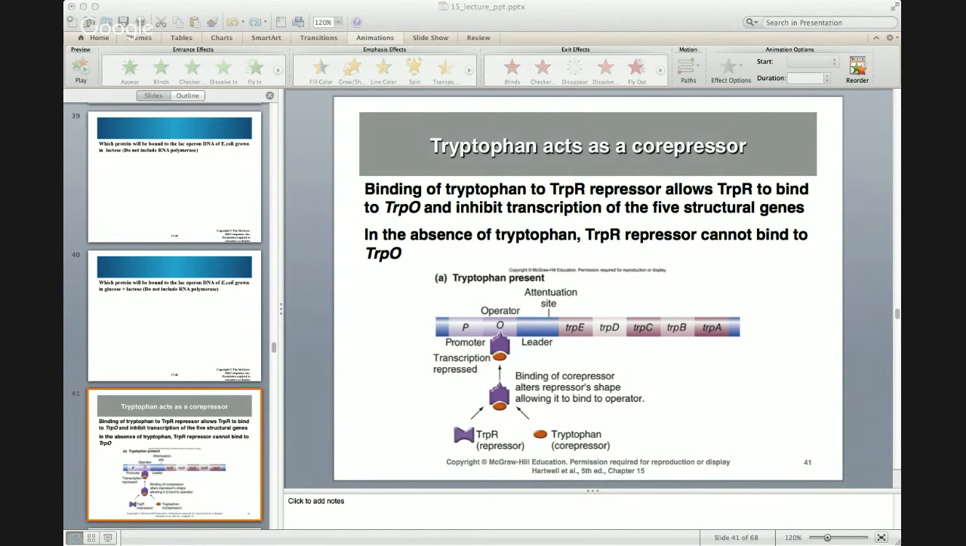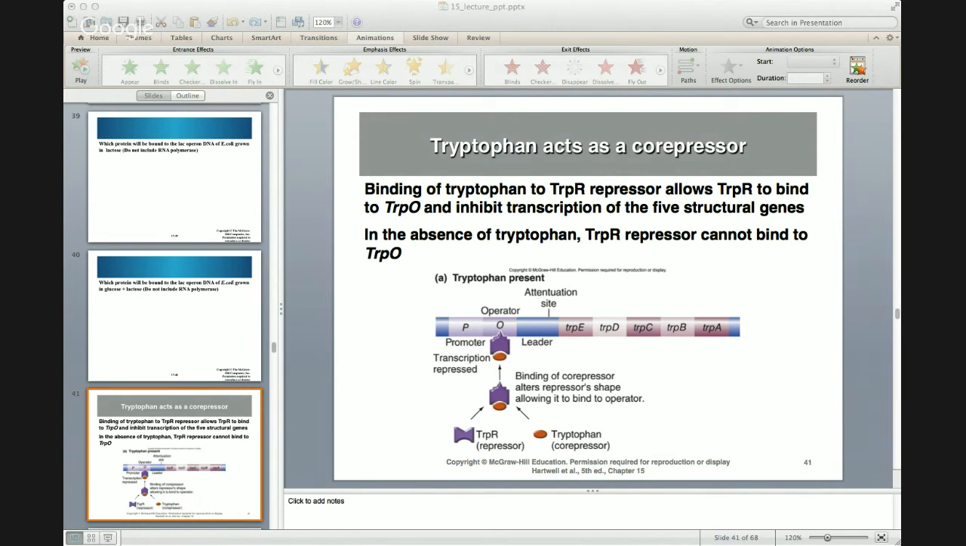So all anabolic operons, all operons that are involved in the synthesis of nutrients or any molecule would contain this leader sequence. Within the leader sequence, there's a significant site known as the attenuation site. This is the region that plays a role in regulating transcription. So attenuation refers to a type of regulation that involves both transcription and translation. We'll expand on that when we get to that section.